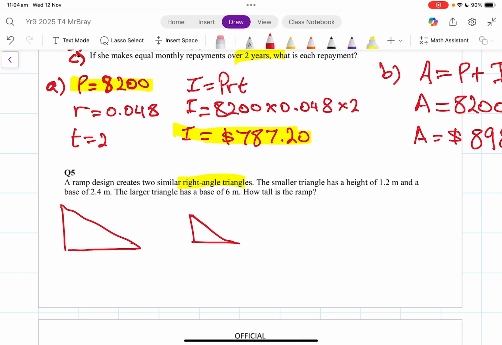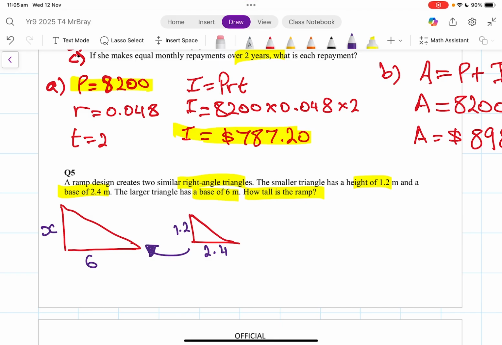For the smaller one, we can see that we've got a height of 1.2 meters, so I'll put the 1.2 there, and a base of 2.4, so we'll put the 2.4 there. And then for the bigger triangle, we've got a base of 6 meters, so I'll put the 6 here. And we've got to find the height, how tall. So I'll label that X, right? Now, the unknown is on the left-hand side, so we're going in that direction there.